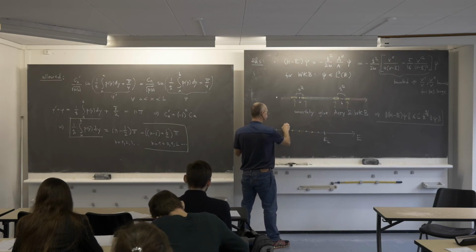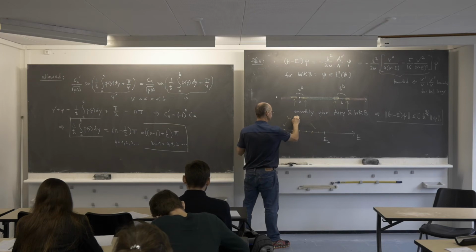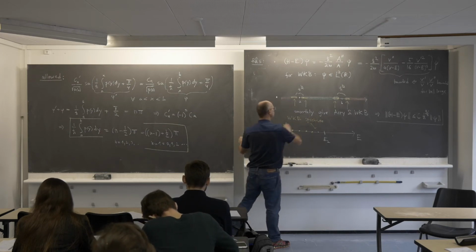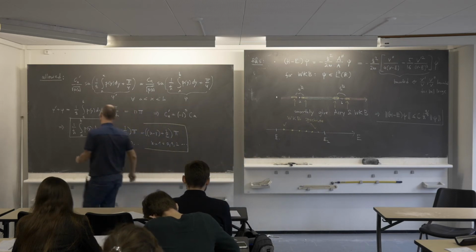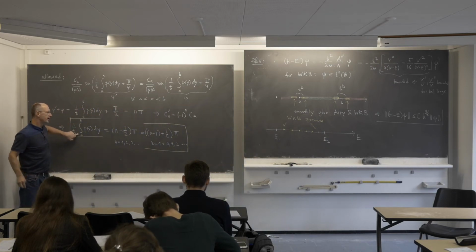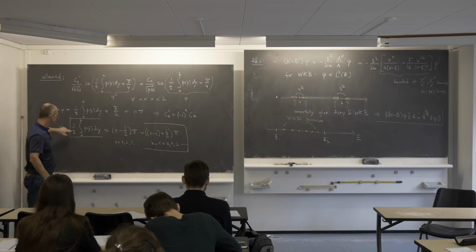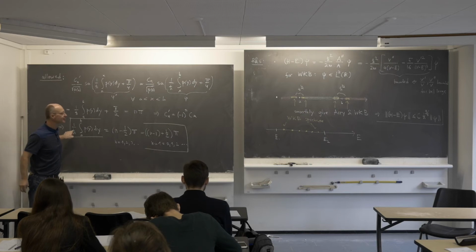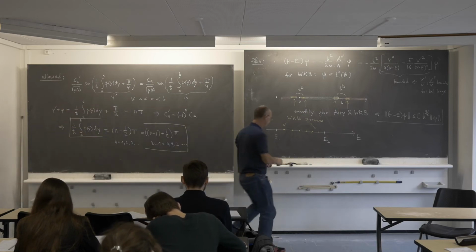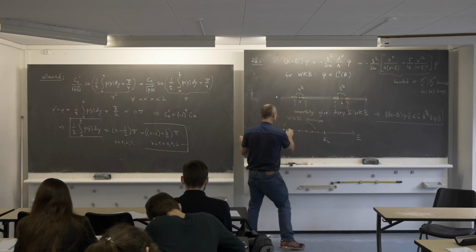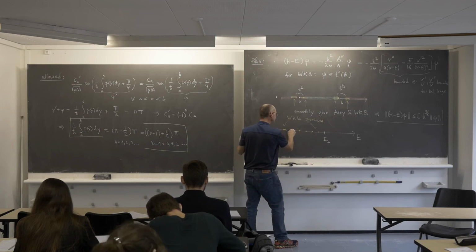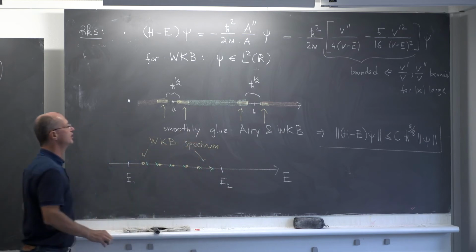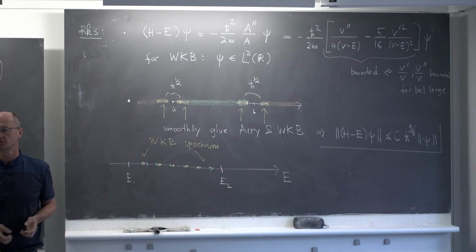So these are the WKB spectral points. That means solutions for the energy of this equation with h bar in. Sorry for missing it before. And now, near each of those points, there is a point of a true spectrum.